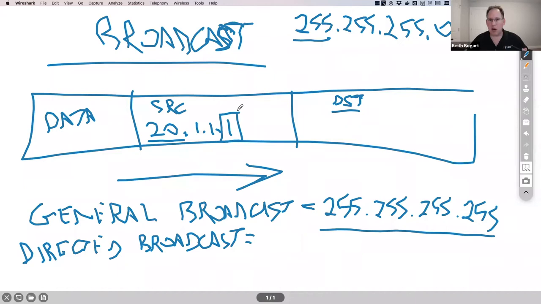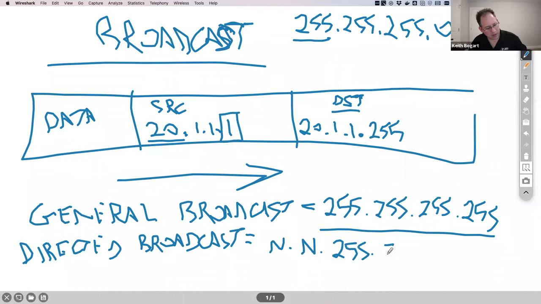All right. Let's say I want to send a directed broadcast to everybody just in my network. Well, then I would send it to this. 20.1.1, that's my network. And then in the host bits portion, I would put 255. Because in the world of IPv4, here I'll just say network, and then 255. So you keep the network portion in a directed broadcast to whatever the network happens to be, and then you fill out all the host bits with 255.